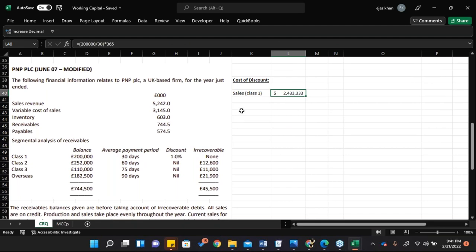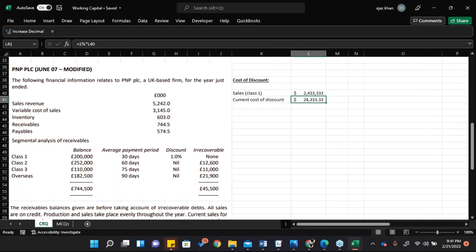On this, we are currently giving 1% discount. So the current cost of discount is 1% of this figure, so 24,333 is the current cost of discount. Is that okay? Now we have to find out the revised cost of discount. For that, we have to calculate the revised class one receivable, because discount will still be available for those who pay within 30 days. But this time the percentage will be 1.5%, and the class one sales figure will now be different.